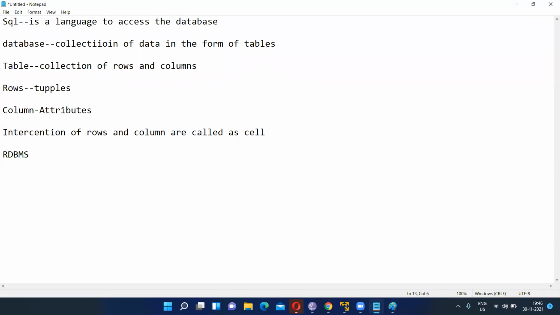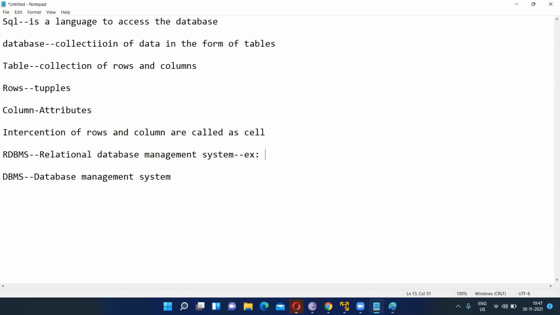The next topic we will learn in SQL is something called RDBMS, which is Relational Database Management System, and the next is DBMS, which is Database Management System. The difference between RDBMS and DBMS is that in RDBMS, there is a relationship between tables, and in DBMS, there is no relationship between the tables.